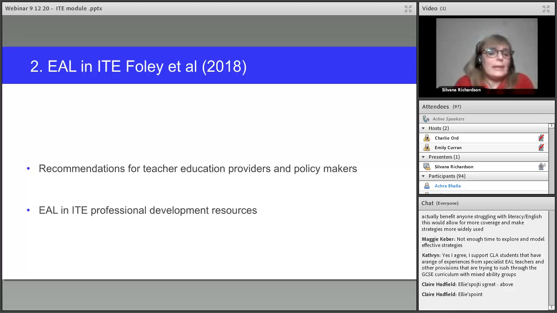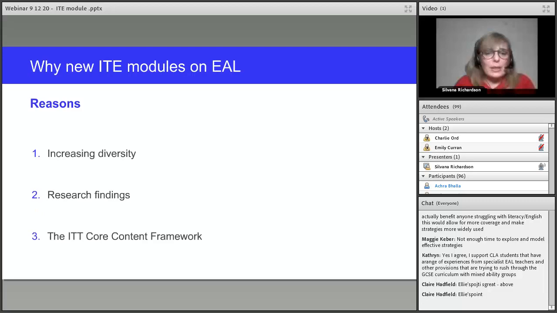So I will now move on and tell you that in that study conducted by Dr. Foley and her colleagues, they provided recommendations for teacher education providers and policymakers. And also, as part of the research, they designed and piloted EAL in ITE professional development resources back in 2018. So I really recommend, if you're interested in the topic, that you download this study from the Bell Foundation website. Back in 2018, when this was published, the recommendations were produced before the launch of the core content framework for ITT. So we felt in the foundation that, once the core content framework was published, we needed to look back at those professional development resources, repurpose them and review them in the light of the core content framework.